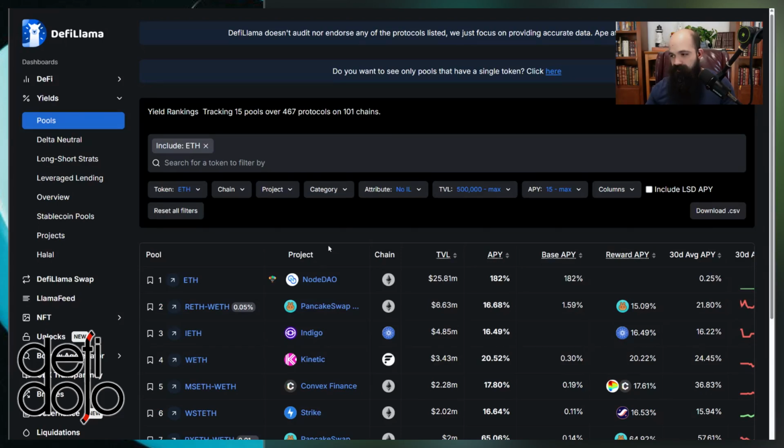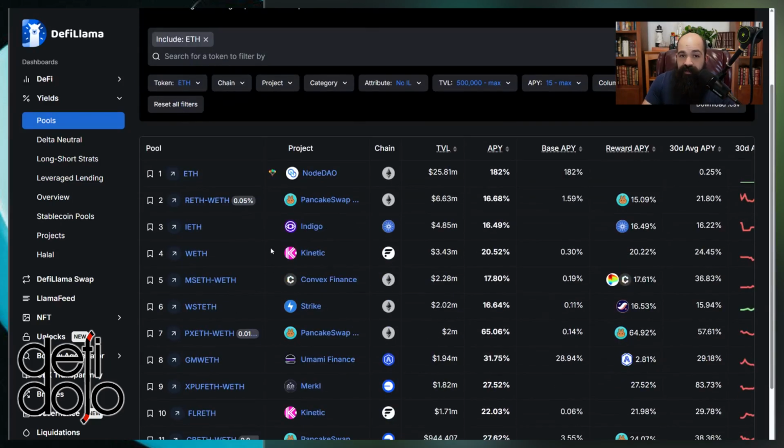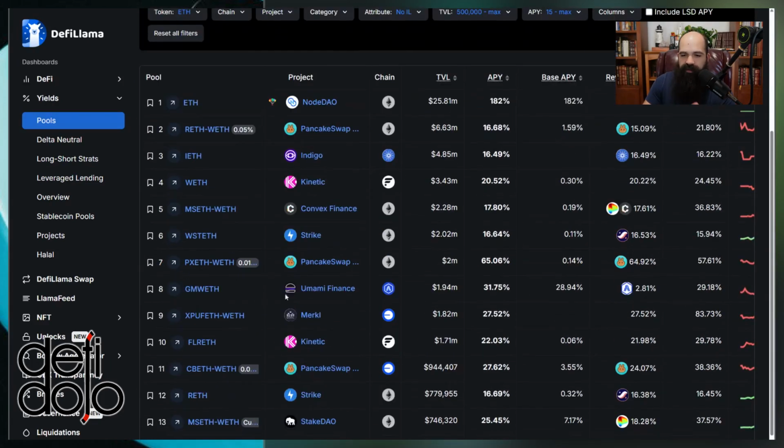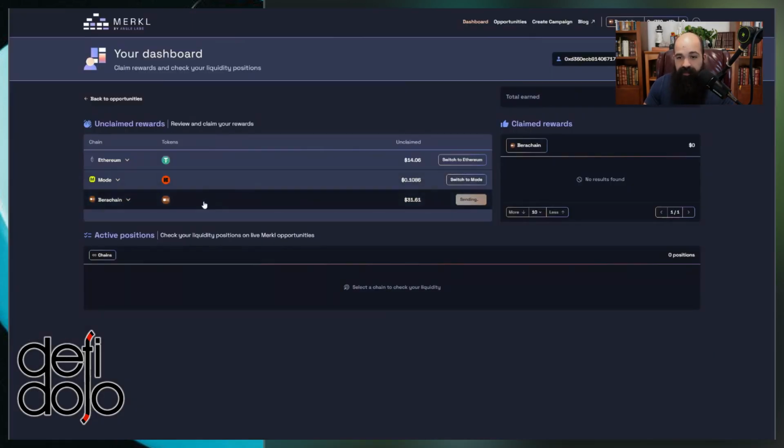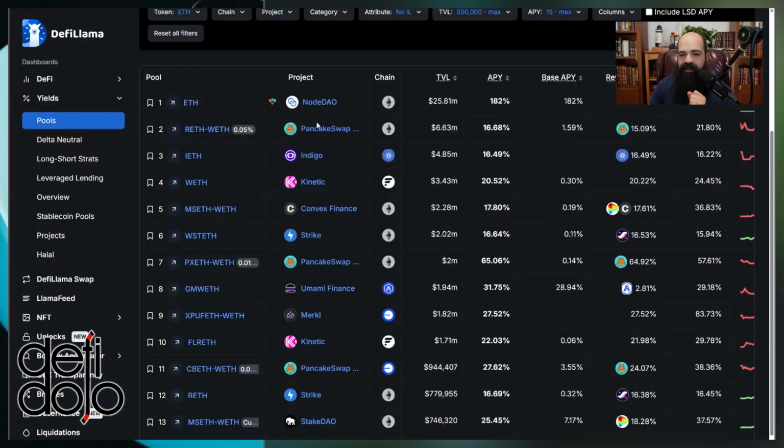So you get a lot of ETH yields, and you can look at them, analyze them. I like a lot of them that are on Merkle because Merkle is a reward system. I also use Merkle. For example, I'm collecting my Berachain emissions via Merkle. You have to also know about emissions programs. There's so much to know. But again, DeFi Llama is a great starting place.